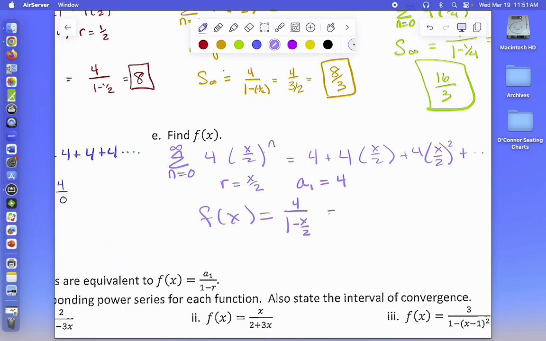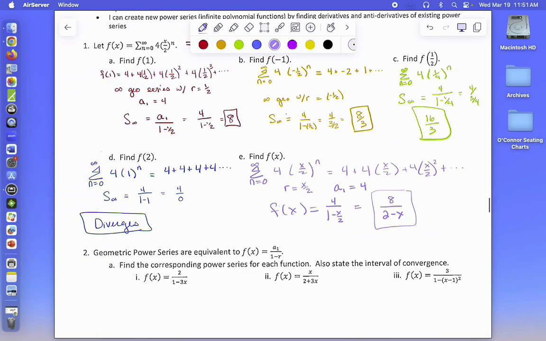and let's simplify that so it's not a complex fraction. I'm going to multiply everything by 2. So I get 8 over 2 minus x. That's what this function actually equals. And if you want to test me, I can prove that this is true. What does f of 1 equal if I plug into 8 over 2 minus x? It equals 8. And I can verify it. It matches with this one.